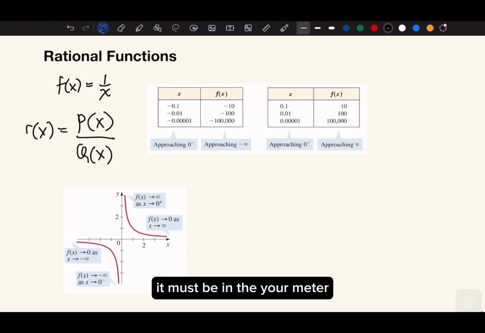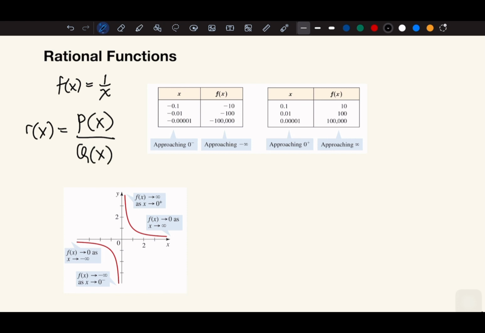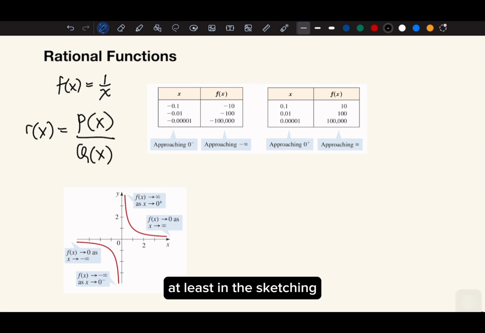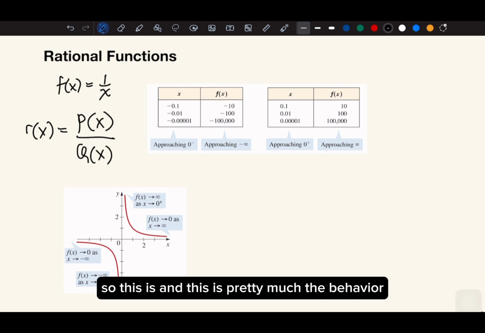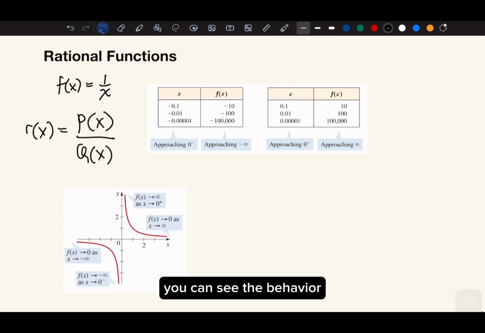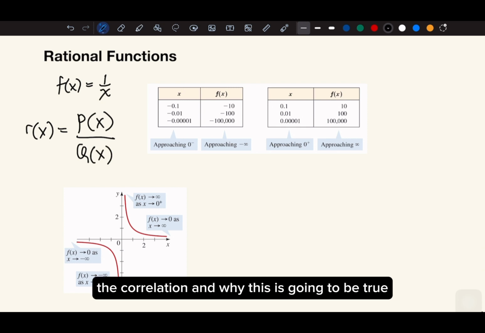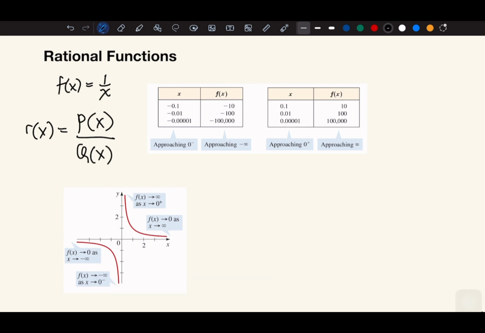It must be in your midterm: finding the vertical asymptote and the horizontal asymptote. At least in sketching, you need to be able to define that. Okay? So this is the asymptote, and this is pretty much the behavior. You can see the behavior by taking some numbers, and you'll see the correlation, why this is true.